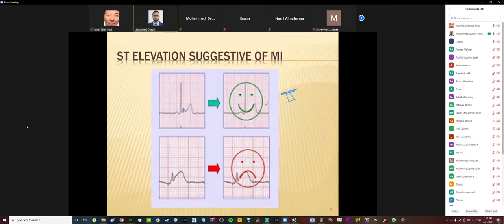Similarly, if ST segment elevation is there only in V1, will you label it as a myocardial infarction? No. Then which other leads will you look into? V2, V3, V4, the anterior leads. If it is there in more than one lead, then only it will become myocardial infarction. So this is the criteria for diagnosing. Let's see some examples now.